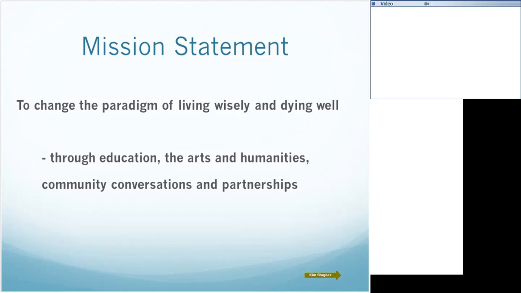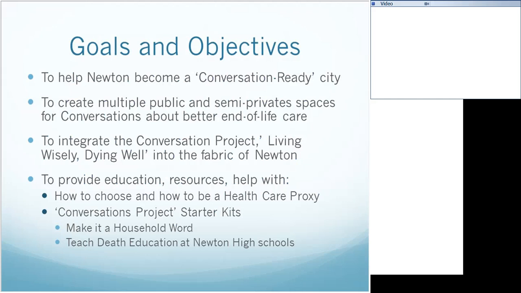I will today try to focus on how we particularly have engaged the community and engaged partners in what we're doing. Our goals, as I said, were to help Newton become a conversation-ready city. We wanted to create multiple public and semi-private spaces for conversations about end-of-life care.